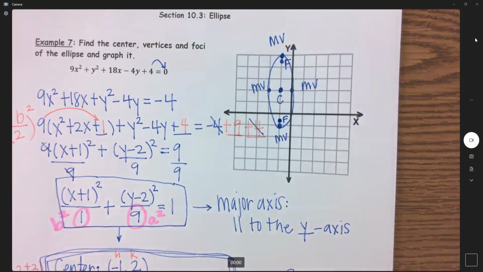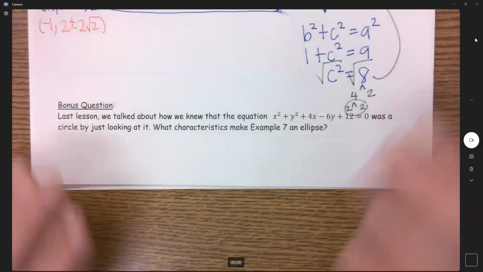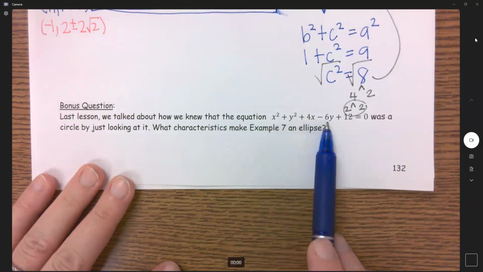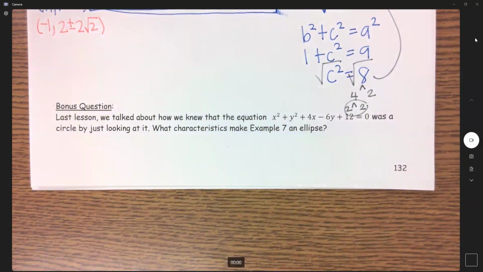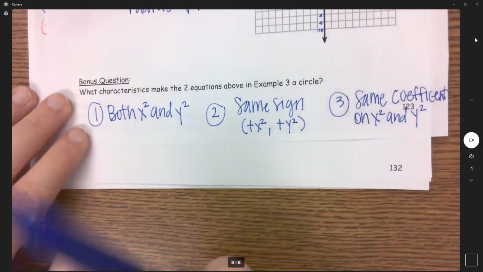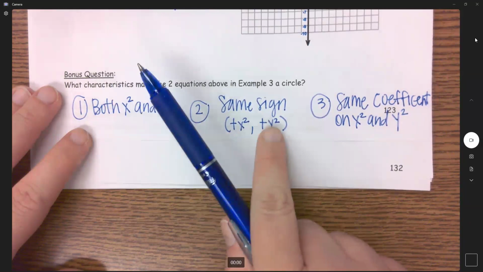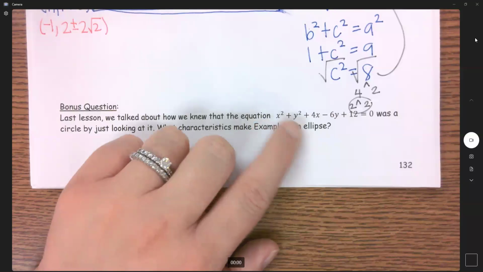I know this is already a long lesson, but we have one more bonus question that's going to help us go forward. It says, last lesson we talked about how we knew that the equation x squared plus y squared plus 4x minus 6y plus 12 equals 0 was a circle by just looking at it. What 3 characteristics made this a circle? If you look back in your notes, there are 3 things. We had both x and y squared. They had the same sign, both positive, and they had the same coefficient because it's 1x squared and 1y squared.